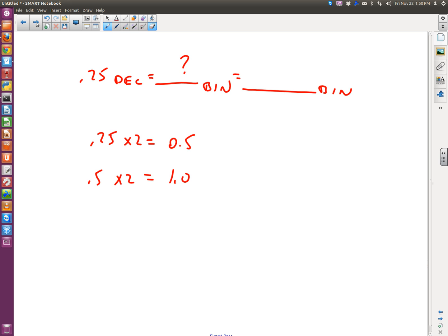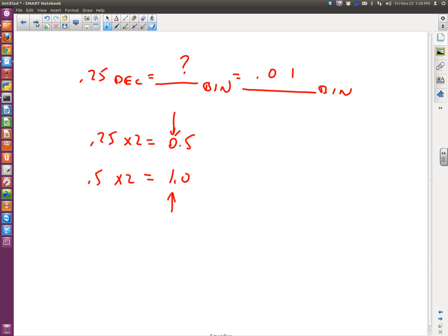Okay, so now write those digits. 0.01, the digits right here. And that makes sense because it's a 0 in the 1/2 place, but it's a 1 in the 1/4 place. So you have 1/4 equals, well, 0.25. That's right. All righty. That's good.